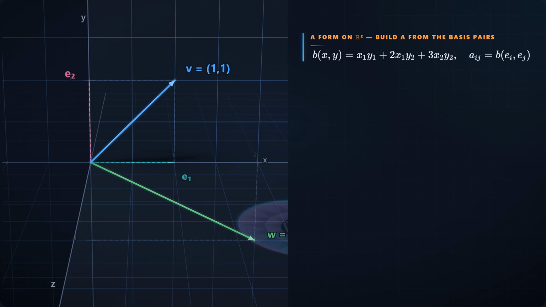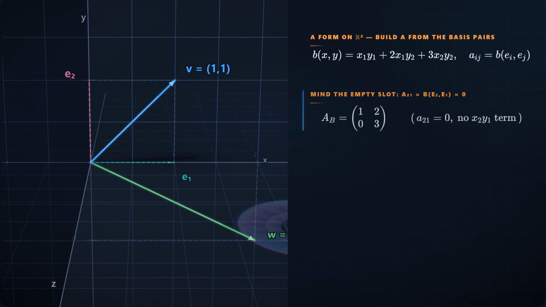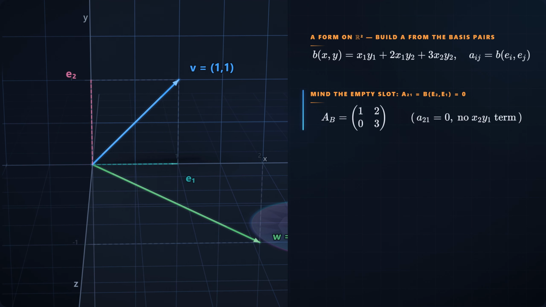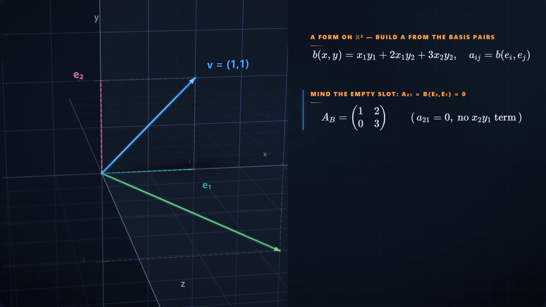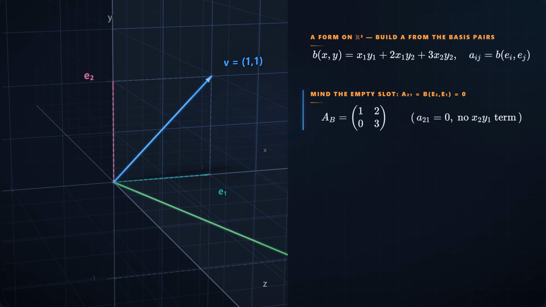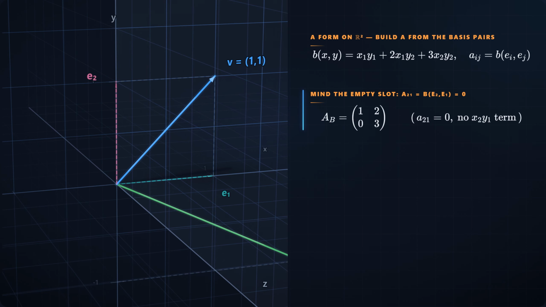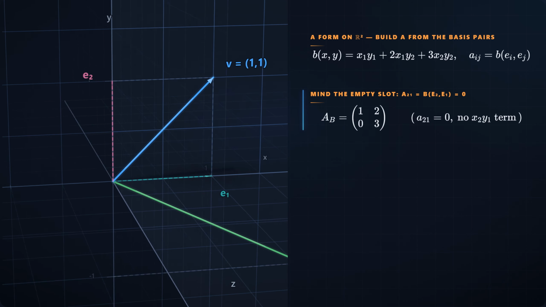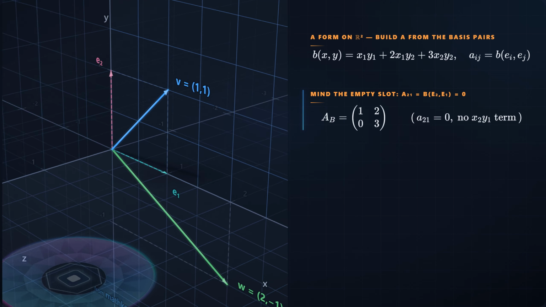Almost, and this is where people lose a mark. B of E1, E1 is 1, B of E1, E2 is 2, B of E2, E2 is 3. But B of E2, E1, that's the x2 y1 term, and there isn't one, so it's 0, not 2. Order matters. So the matrix has a 2 in the top right and a plain 0 in the bottom left.